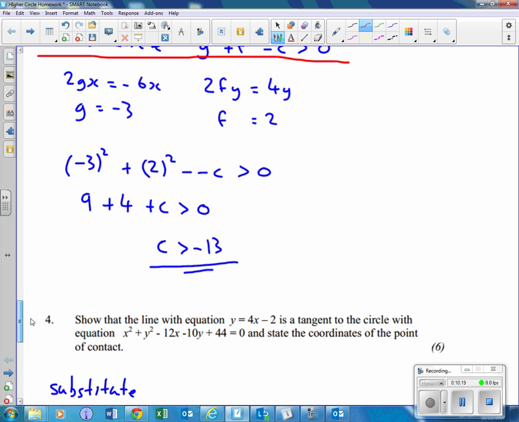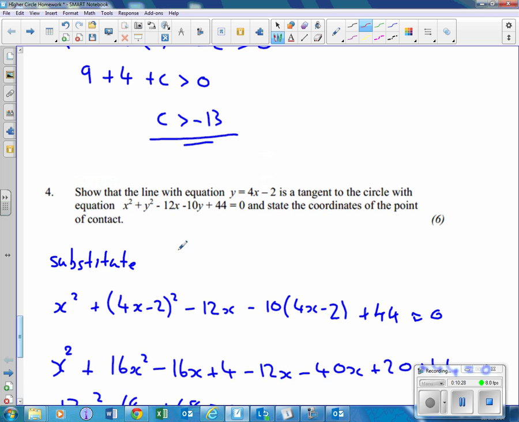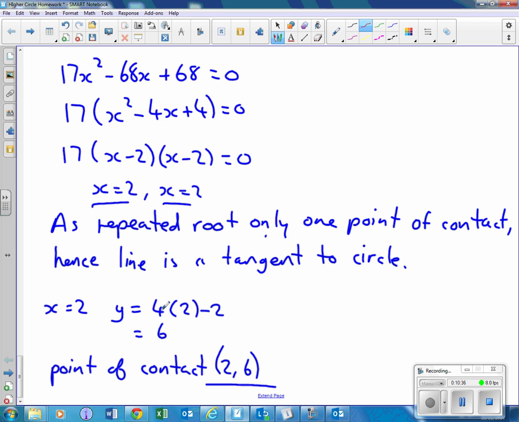And I think we're asked to find the point and state the coordinates of the point of contact. So I know if x is 2, to find the y coordinate, I substitute into either equation. This one looks the most sensible to substitute into because that will give me y straight away. So y is 4x minus 2, but I know x is 2 at the point of contact. 4 twos take 2, 6, so the point of contact is 2, 6.